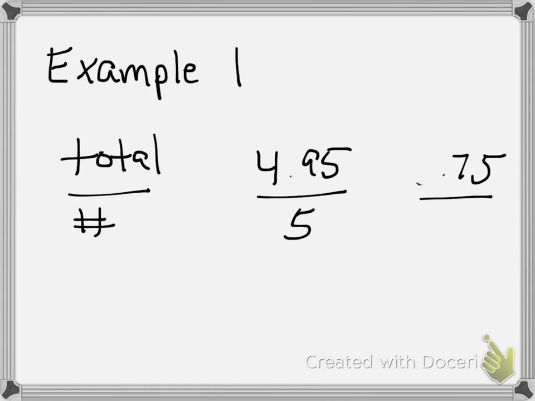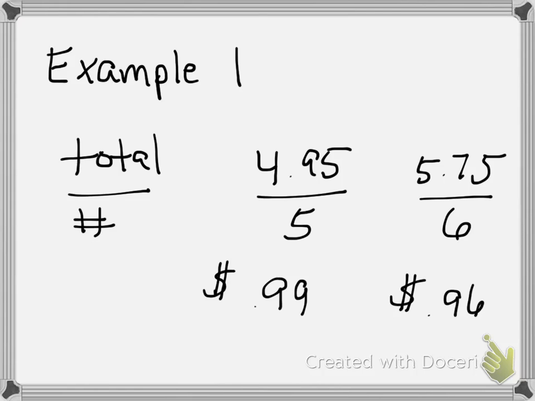So if we take these numbers here and we divide them, for $4.95 divided by 5, we get 99 cents per can. And for the other one, we get 96 cents per can. So we can tell that the 6 cans for $5.75 is a much better buy. So that's how we're going to try to find unit rates.